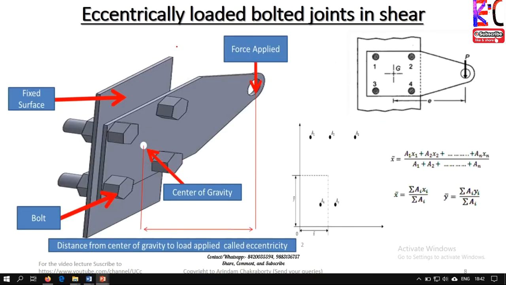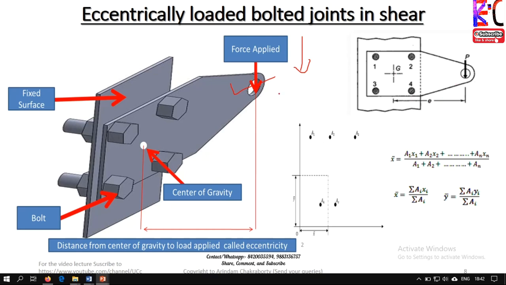Okay, next is how you could explain this in terms of when load is given in a shear loading. If a load is applied over here, this is a plate attached with a fixed plate, and four bolts are connected. So you are applying a force over here, and the center of gravity of the four bolts, or you may say the center of gravity of the fixed plate, is over here. To simulate this, we have to understand how the loading is done. The distance from here to here is termed as E.